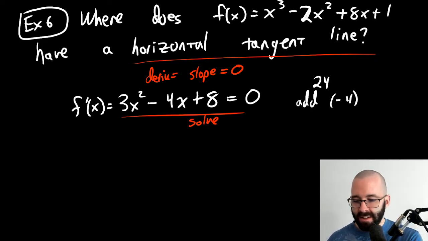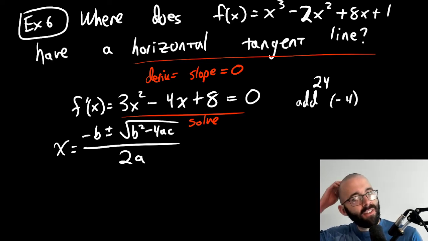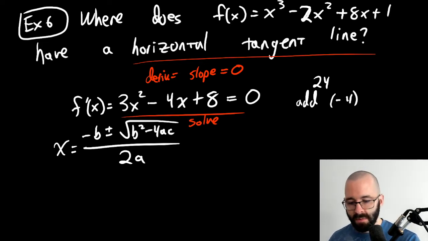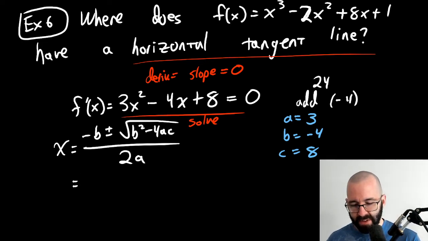That's okay. There's still ways of solving it. Bring in the quadratic formula. X equals negative b plus or minus the square root b squared minus 4ac all over 2 times a. This quadratic formula is useful for solving when our quadratics equal 0. Be very careful with your a's, b's, and c's. A is 3, b is negative 4, and c is 8. Plug it in and simplify.